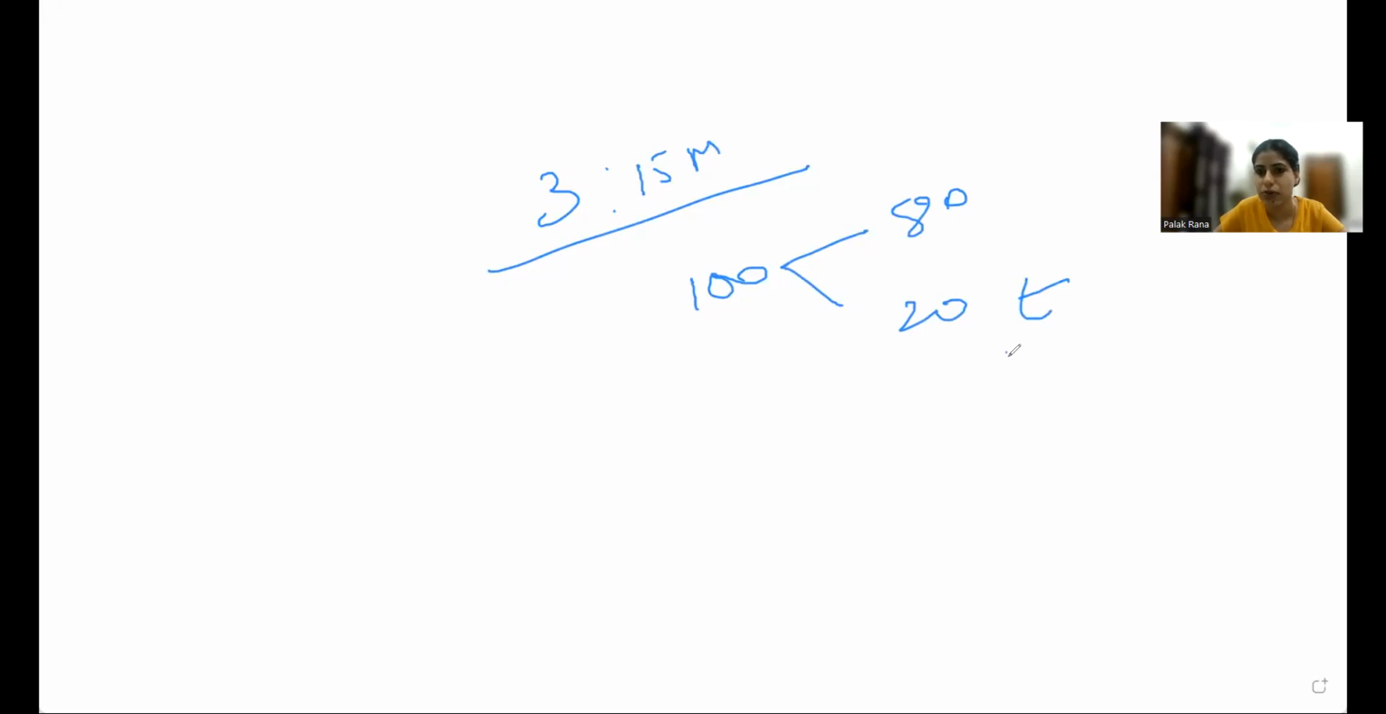Guys, this paper is a 100 marks paper, of 3 hours 15 minutes. Out of these 100 marks, there is a segregation: 20 are professional marks and 80 are technical marks. Guys, all the questions are compulsory. In total, there are three questions in this advanced audit and assurance paper.